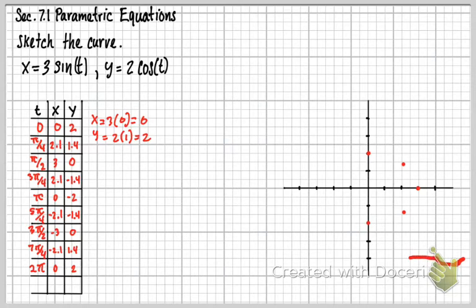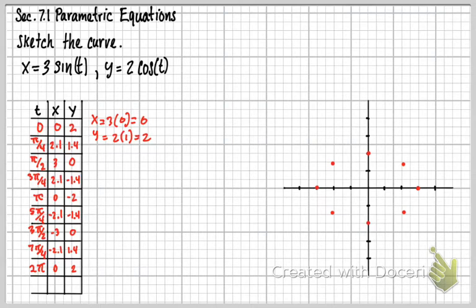Oops. Then we have negative 3, 0. And then we have negative 2.1, 1.4. And then we have 0, 2, so we're back here again. Okay, so those are our points.